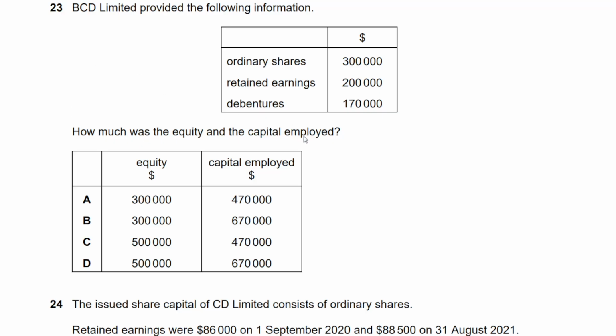23, another repeated question. What is equity? Equity is the share capital and the reserves. So that's 500,000. And one of the ways to calculate capital employed is total assets minus current liabilities, that's one method. The other method, which is possible in this case, is capital or equity plus non-current liabilities. So that is 670. Okay.